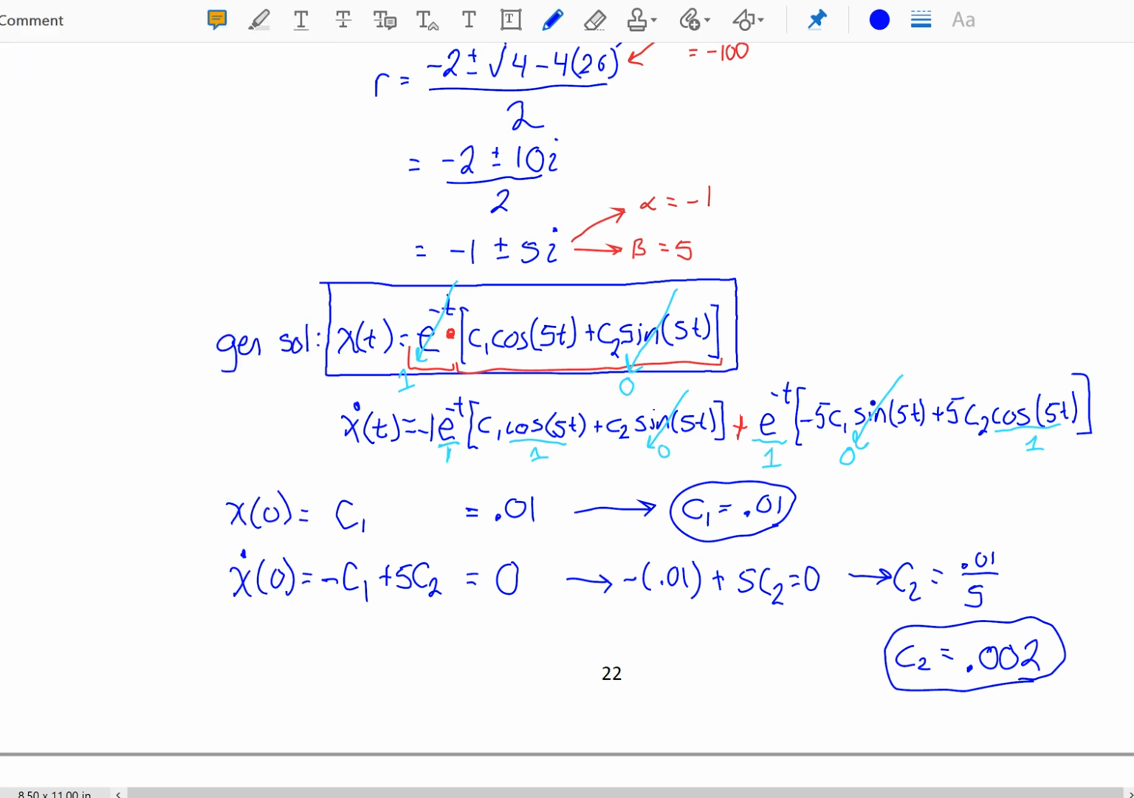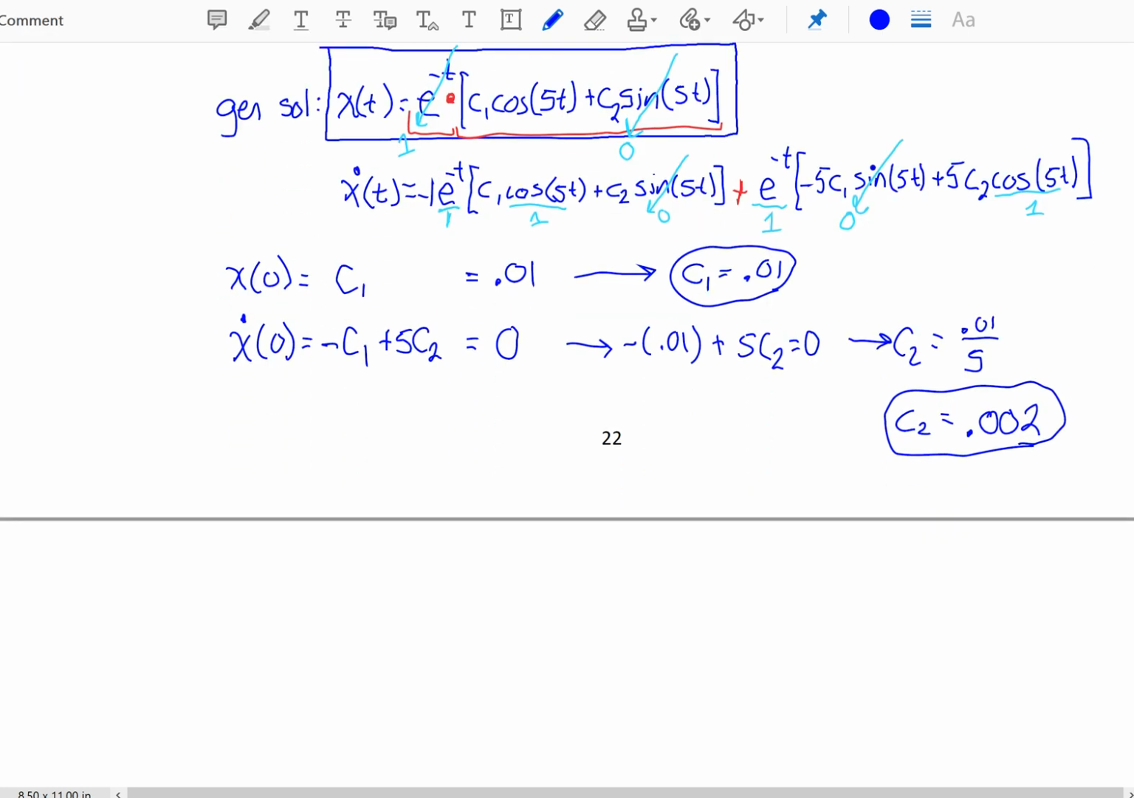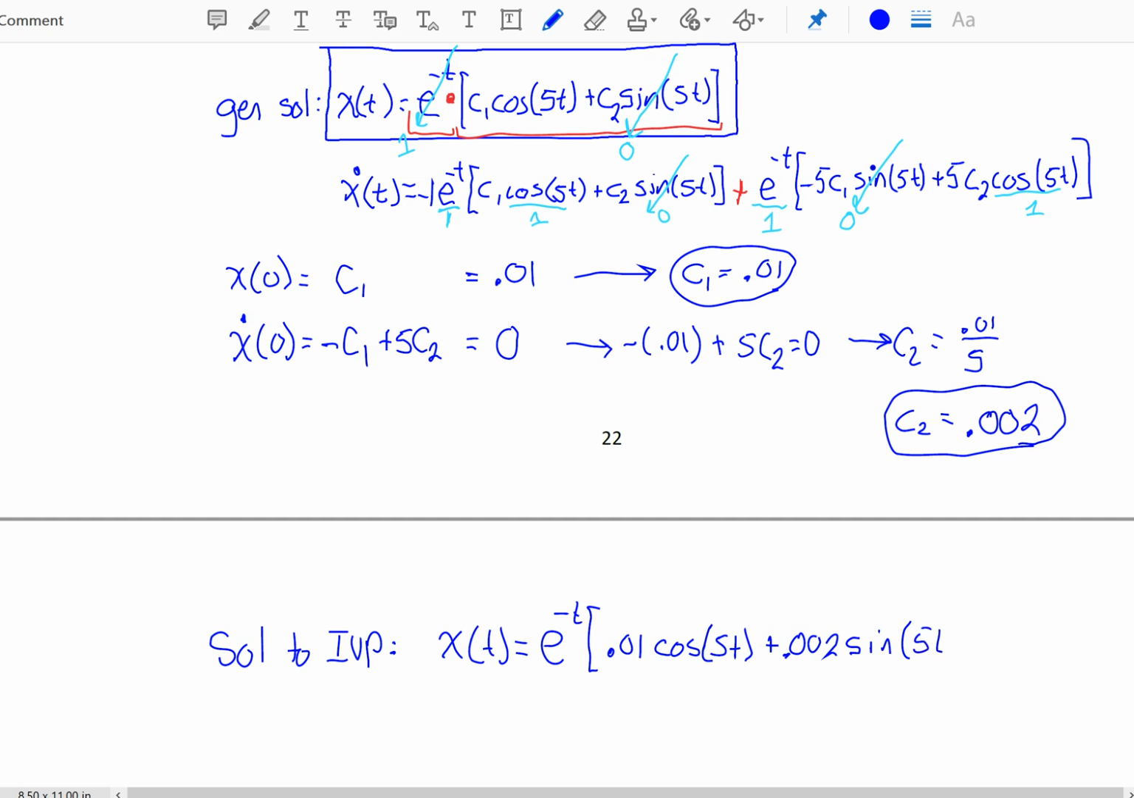And with these constants, we can rewrite our general solution. I think, not the general solution, the solution to the IVP will end up looking like x of t is going to be e to the negative t times the bracket 0.01 cosine of 5t plus 0.002 sine of 5t. And this will be our first equation of the solution to the initial value problem.